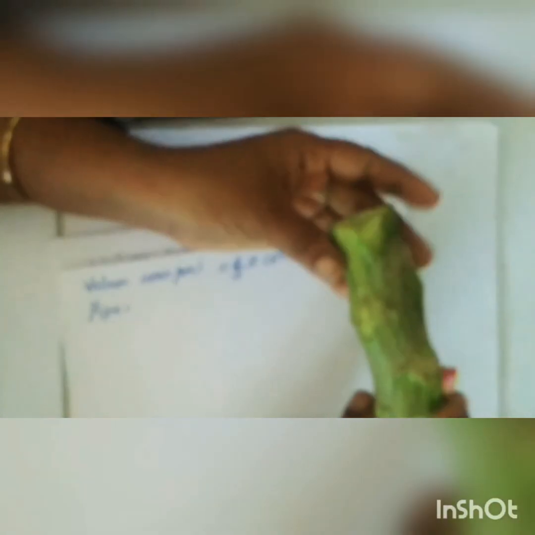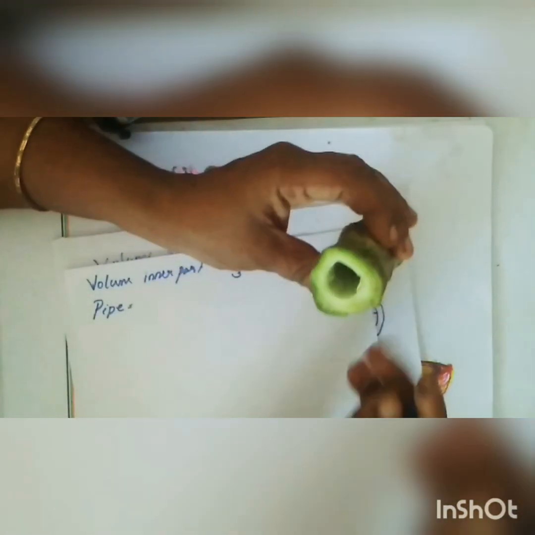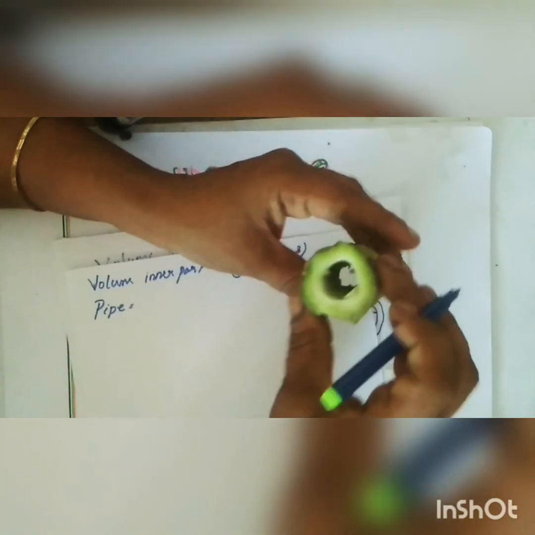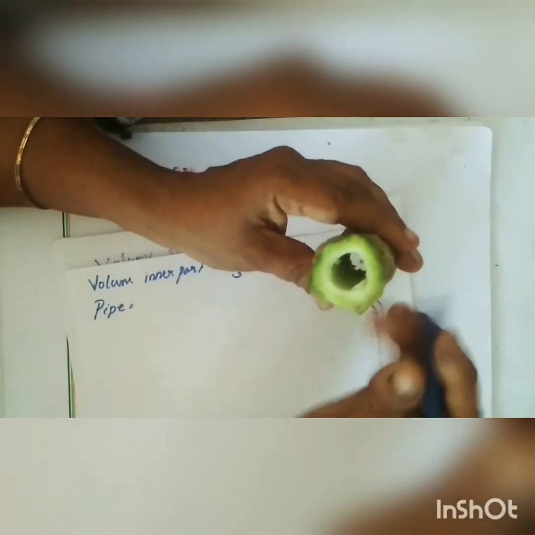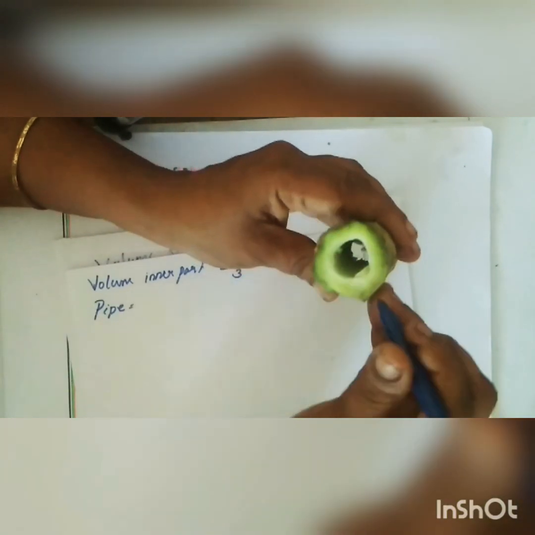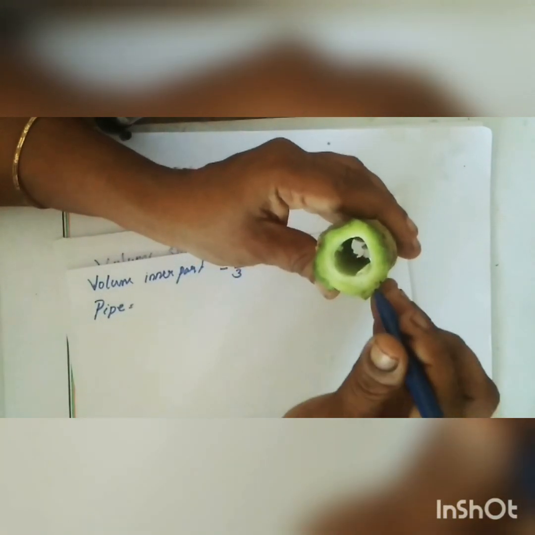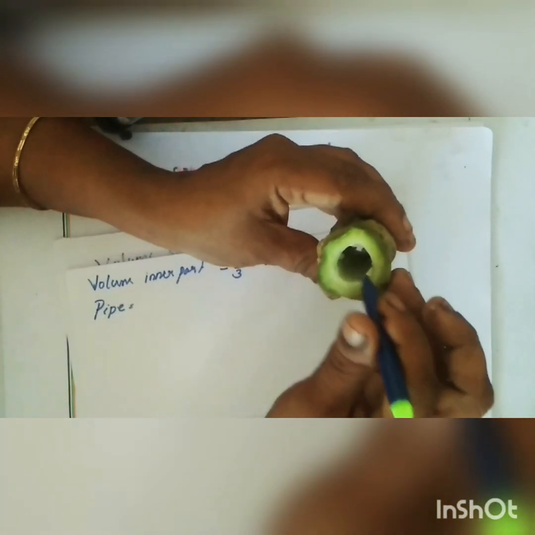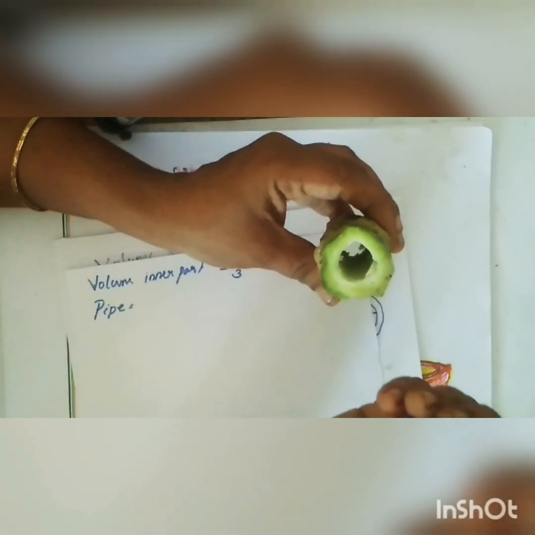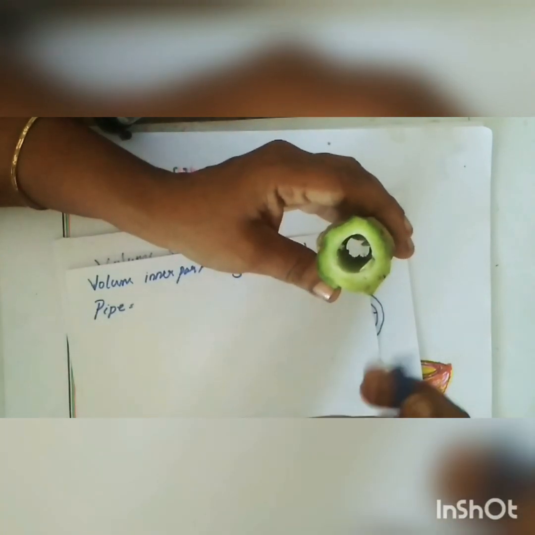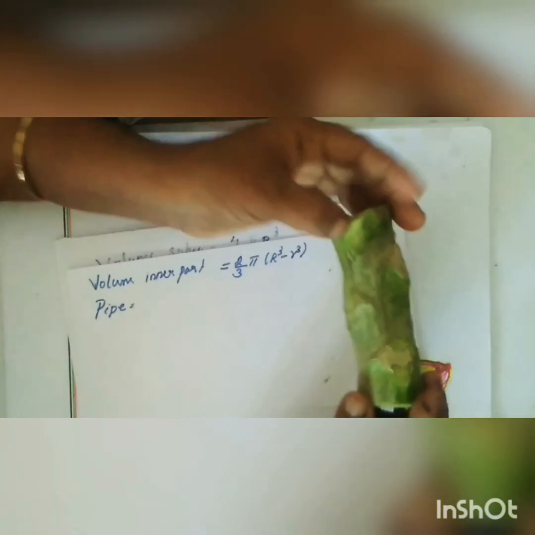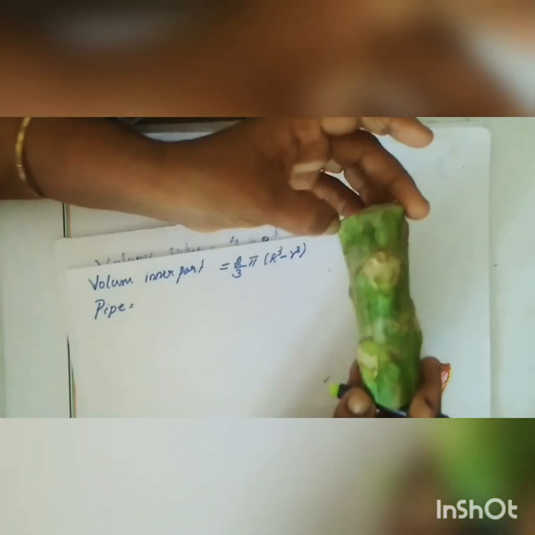This is a papaya stem. There is a hole, almost like a pipe. From the center to the outside circumference is capital R, and from the center to the inside portion it will become small r. The height or length of this stem is represented by h.